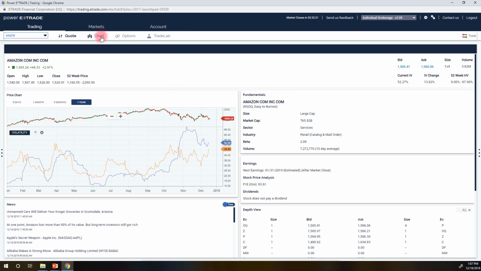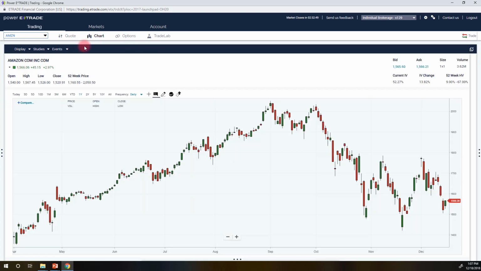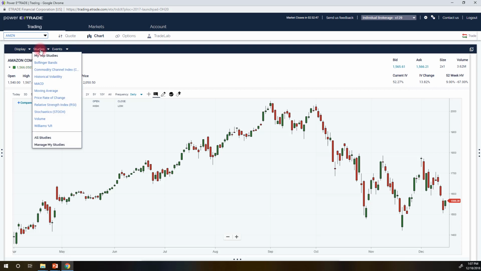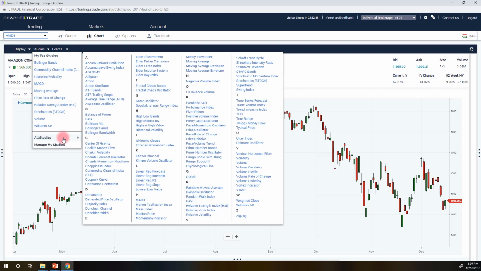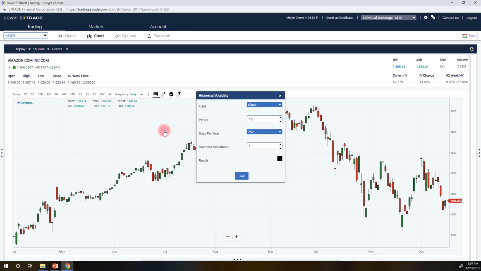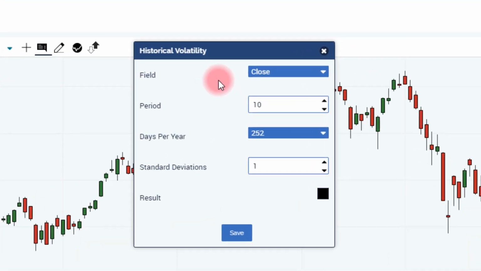But kind of a nicer way to do it, one I like to use, is to go over here, in your chart, choose Studies, All Studies, and right here, Historical Volatility. And if I select that, there are a number of choices I can put in here for my defaults. Normally you're going to use the closing prices, but there are other choices, but volatility is usually calculated using closing prices, so we just leave that default.